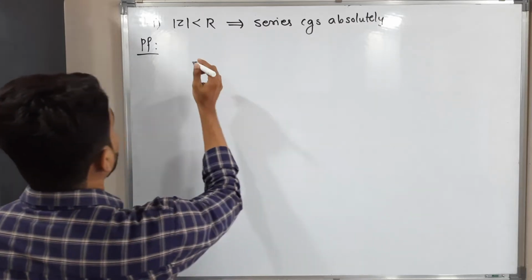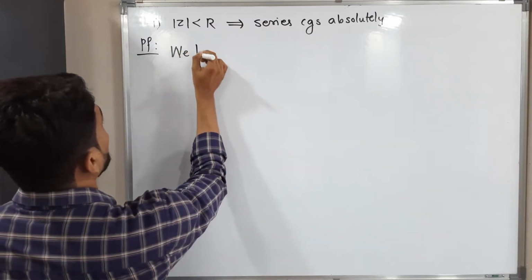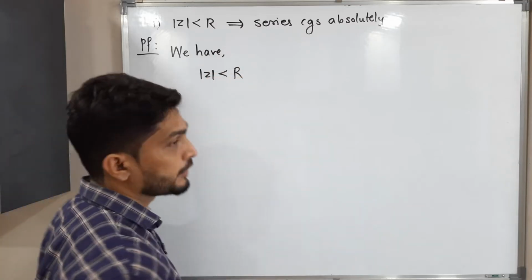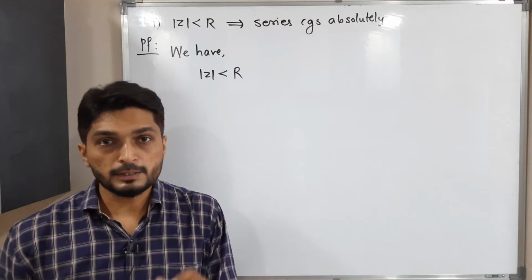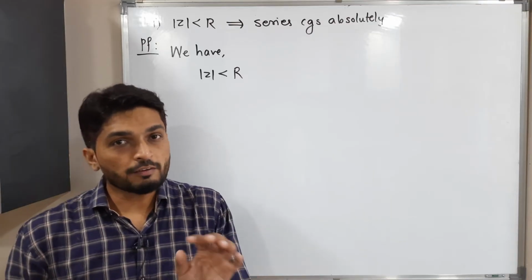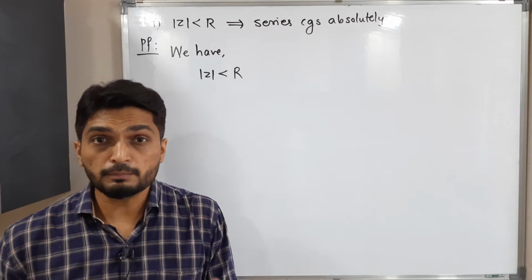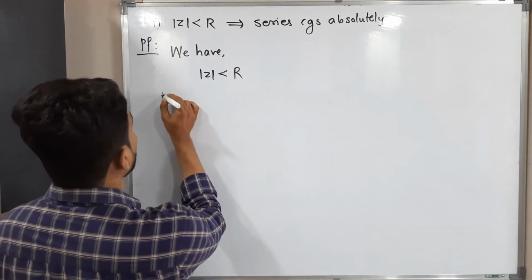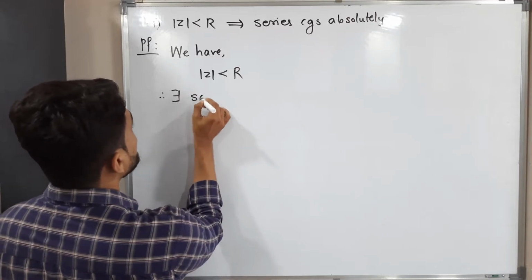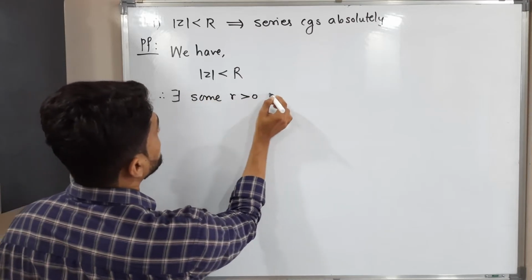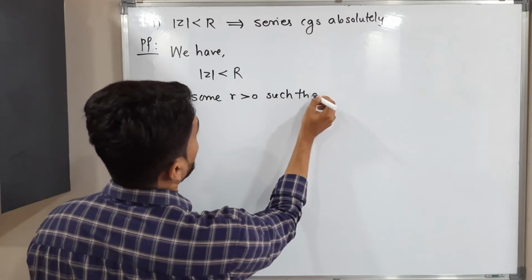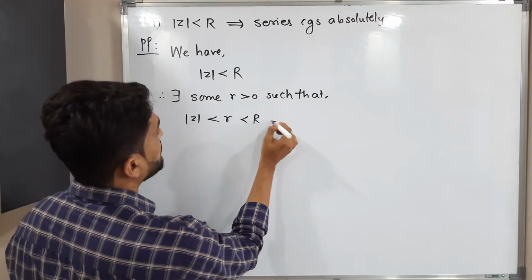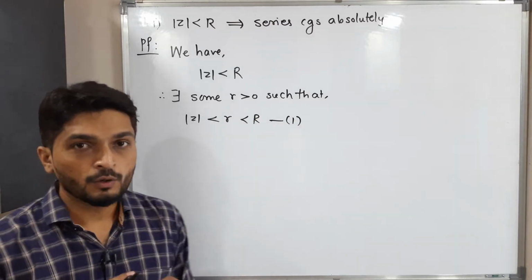So let us start with the given information. We have |z| < capital R. We have two positive real numbers, |z| and R, so definitely we can find a small positive real number r which lies between these two. So therefore there exists some r > 0 such that |z| < r < R. So this is inequality number 1.